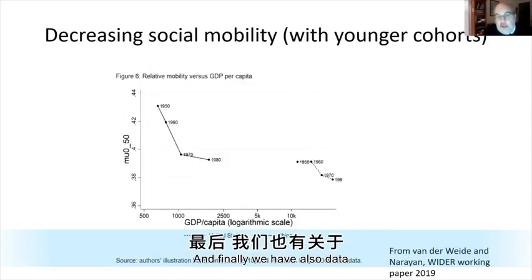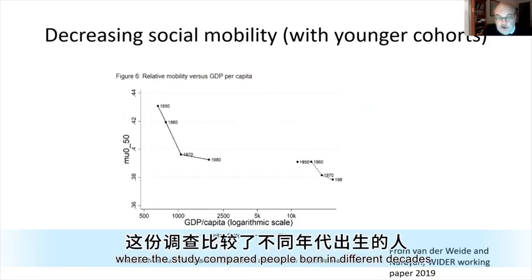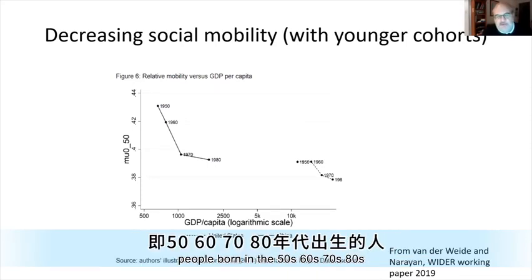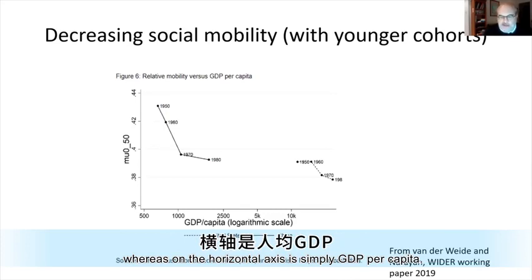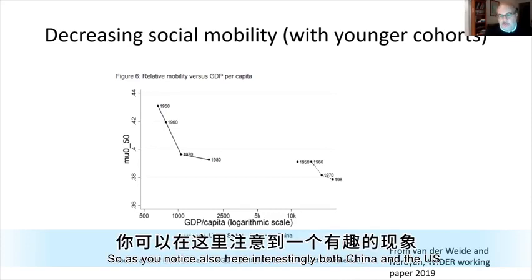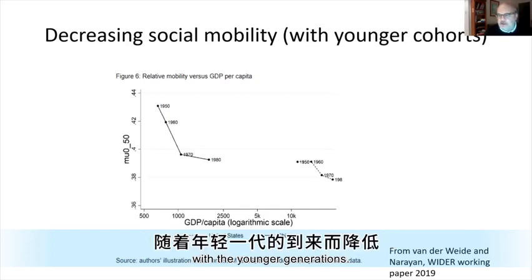And finally, we have also data about decreasing social mobility, where the study compared people born in different decades, people born in the 50s, 60s, 70s, 80s, and on the vertical axis is an index of social mobility, whereas on the horizontal axis is simply GDP per capita. So as you notice also here, interestingly, both China and the US show a decline in social mobility with the younger generations.